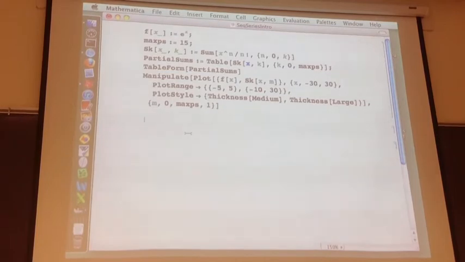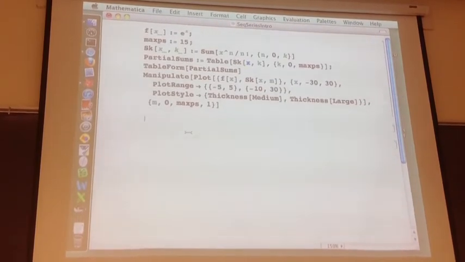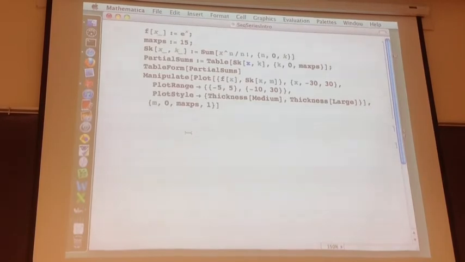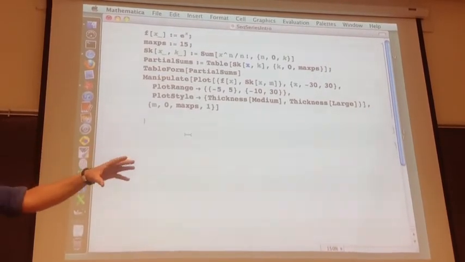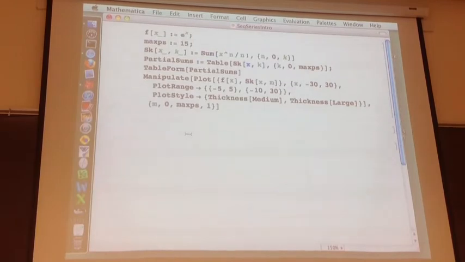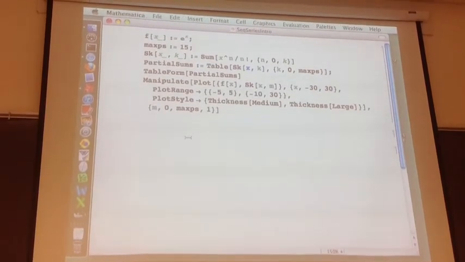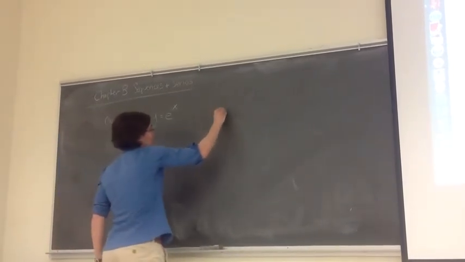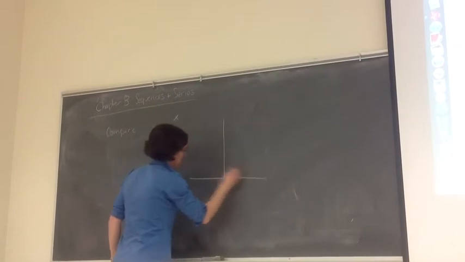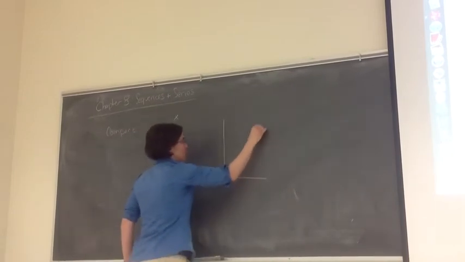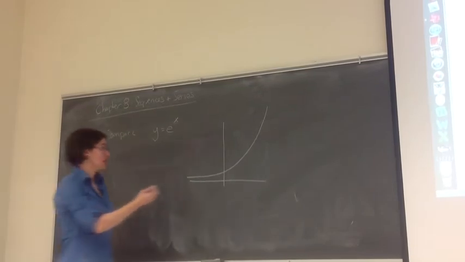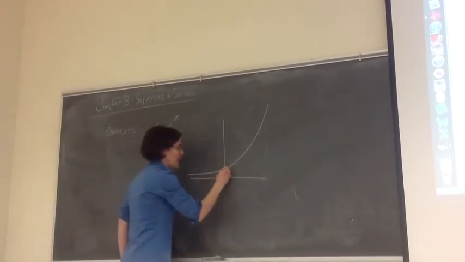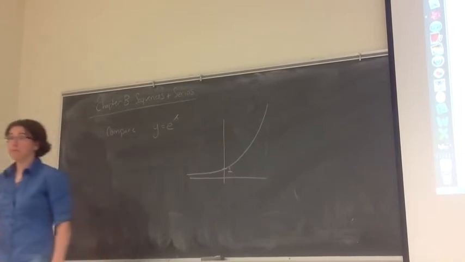But what I want to talk about today to start out is I want to give you a little bit of an overview of what these sequences and series are really about, what the end goal is for Chapter 8. And the end goal, if I look at something like the function y equals e to the x. Now, if I draw a picture of this function, I know immediately what this function looks like. It's a function that looks something like this. It does not cross the x-axis. It crosses the y-axis at y is equal to 1.